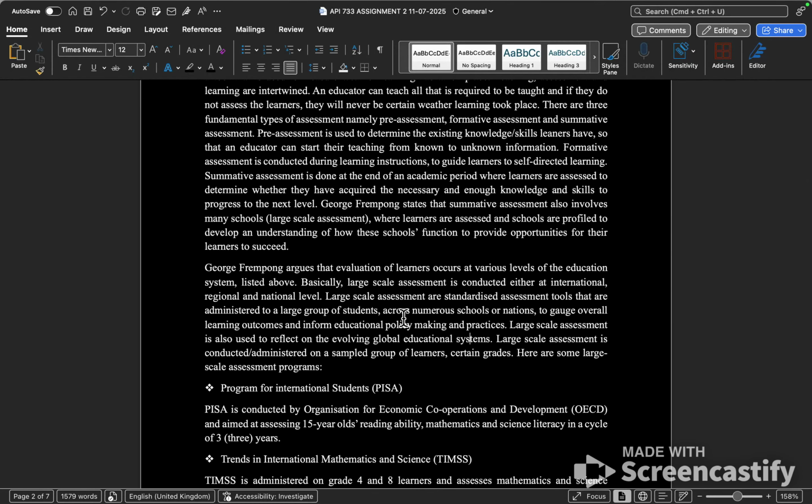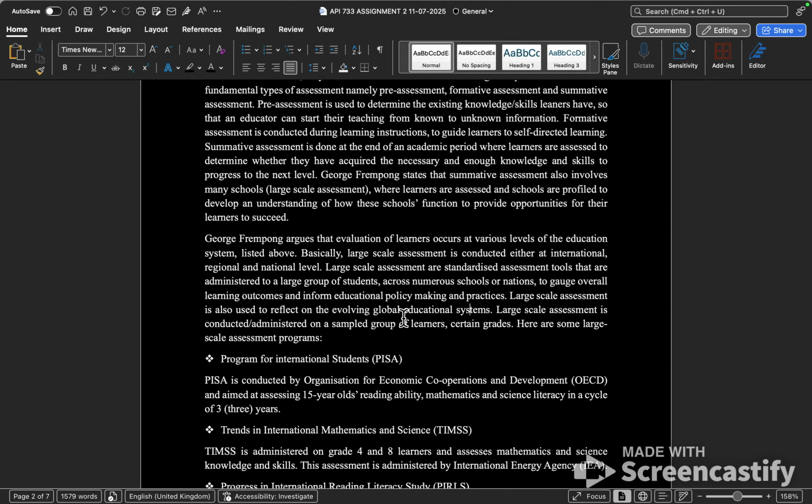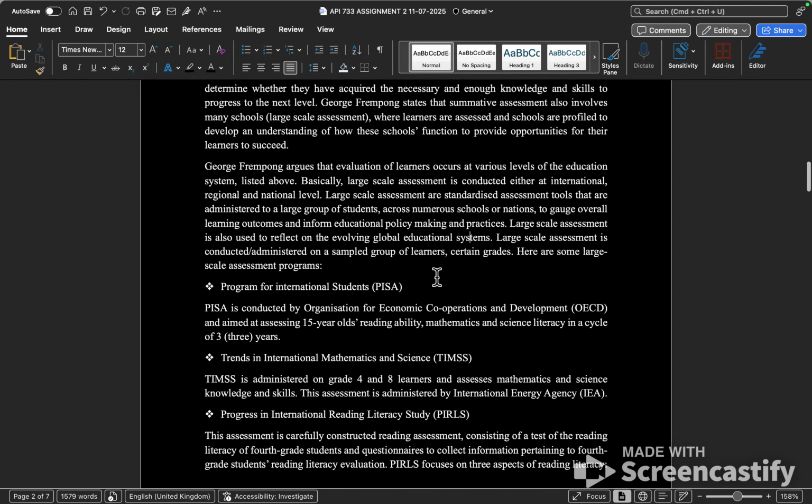George further says large-scale assessments are standardized assessment tools that are administered at a large group of students across numerous schools or nations to gauge overall learning outcomes and information about policy making and practices. Large-scale assessment is also used to reflect on the evolving global education system.